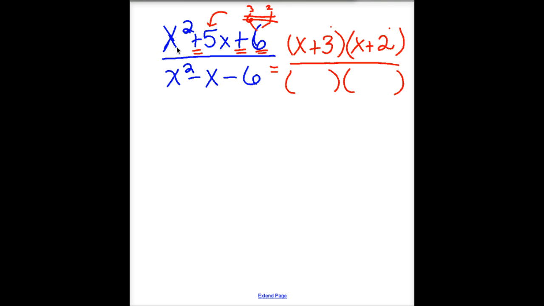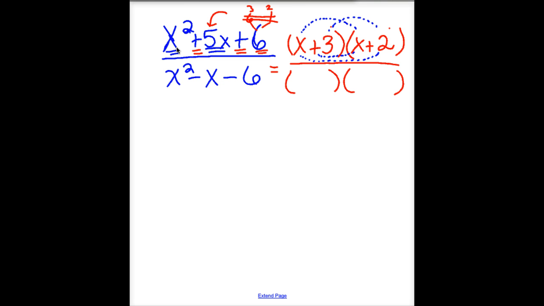Watch what I mean by that. Foiling stands for first, outside, inside, last. If you do your first terms, you get x squared, which is exactly what it's supposed to be. When you do the outside terms, you get plus 2x. The inside gives you plus 3x. So there's your 5, and then your lasts give you a 6.